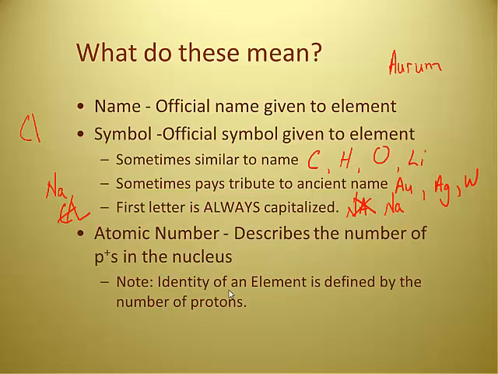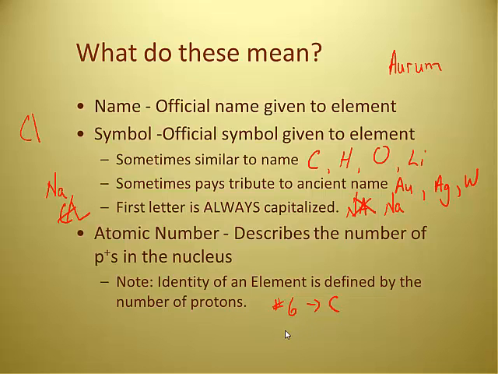So we've also got our atomic number that describes the number of protons in the nucleus, which is kind of cool because it's the inside of the atom. I like to think of it this way. It's the heart of the atom, and it tells you exactly what that atom is. So every element will have its own specific atomic number. No two elements will have the same atomic number.